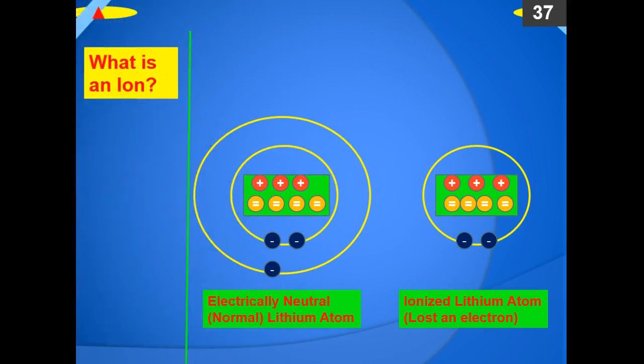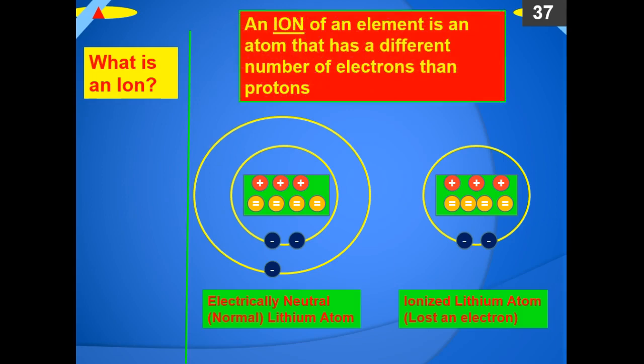Okay, what's an ion? Ions are actually more important in chemistry than isotopes. An ion of an element is an atom that has a different number of electrons than protons. If you look at the atom on the left, it's electrically neutral. It has 3 protons and 3 electrons. We don't care about neutrons in the case of ions. What that means is it has no net positive or negative charge. It is electrically neutral. That's a normal lithium atom.